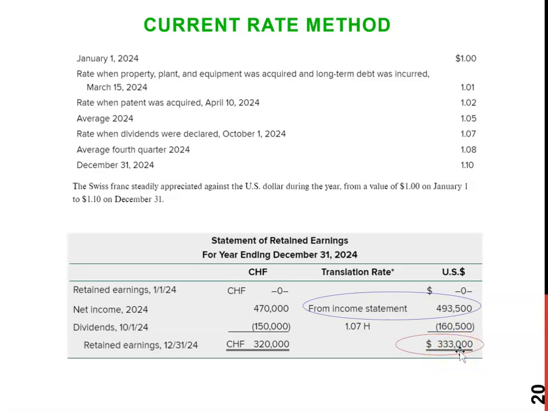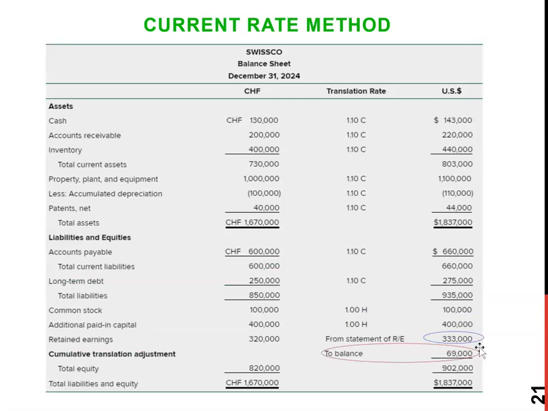This is what's called composite numbers, the dollar retained earning numbers. Just remember, we will copy and paste this converted, or composite, US dollar retained earning, $333,000, and use it as the ending retained earning on our balance sheet. The other items we will convert following the chart. So now let's do the balance sheet.